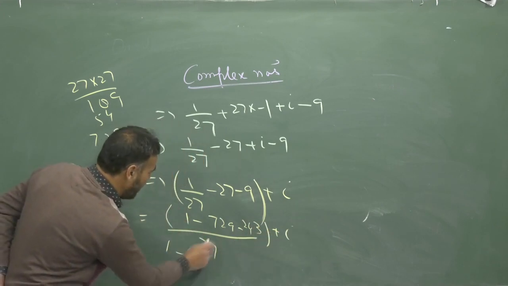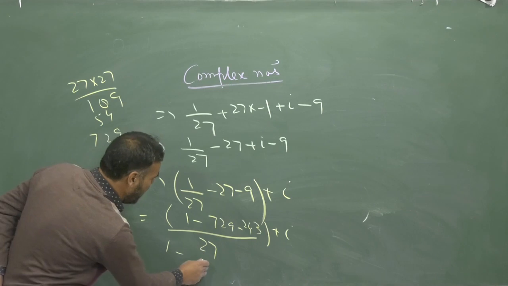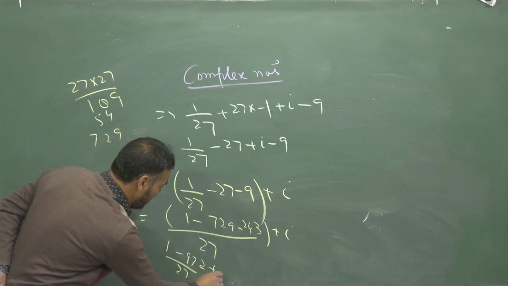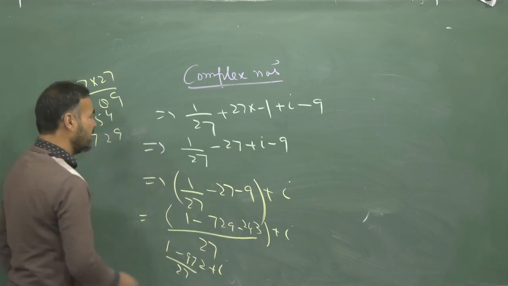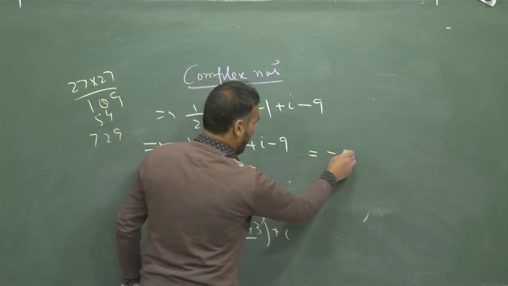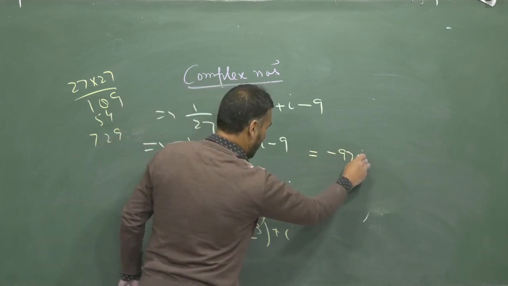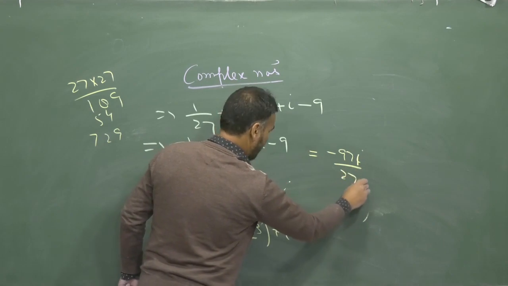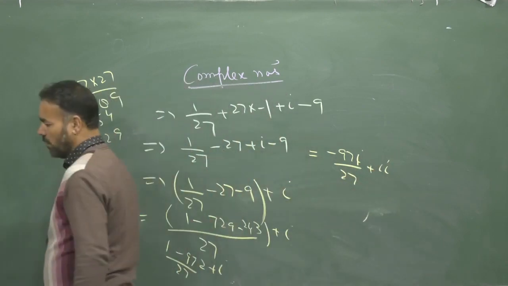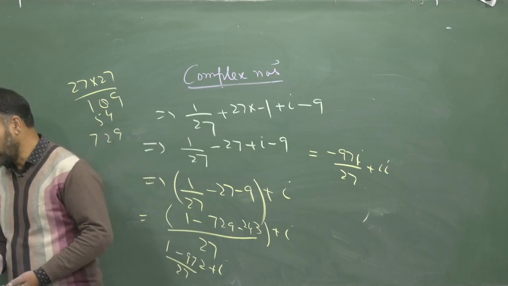Now it is 1 minus 729 minus 243, that is 971 divided by 27 plus iota. So the net result will be equal to minus 971 divided by 27 plus 1 iota. So this is in the form of a plus iota b.